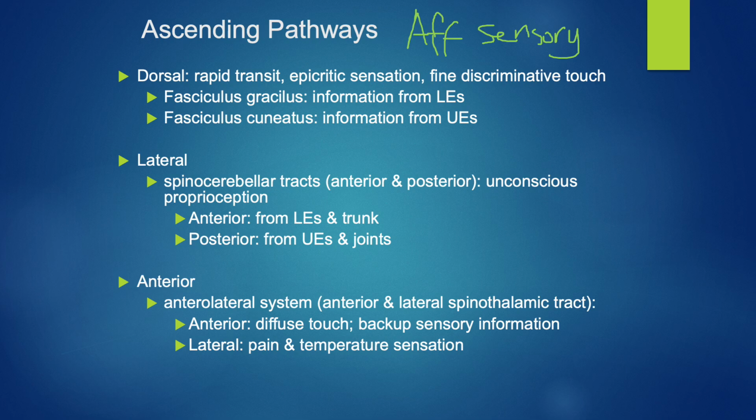And then our lateral ascending pathways, we have spinocerebellar tracts. We have the anterior spinocerebellar tract from the lower extremities in the trunk, and the posterior spinocerebellar tract from the upper extremities and the joints. And that's unconscious proprioception, so kind of where we are in space. Are we upright? Did we just bust our butts and we're horizontal? What's going on? And then the anterior system is largely your anterolateral system, spinothalamic tracts. So we have anterior diffuse touch, backup sensory information, and the lateral portion is for pain and temperature sensation. So touching the stove, there's your pathway.